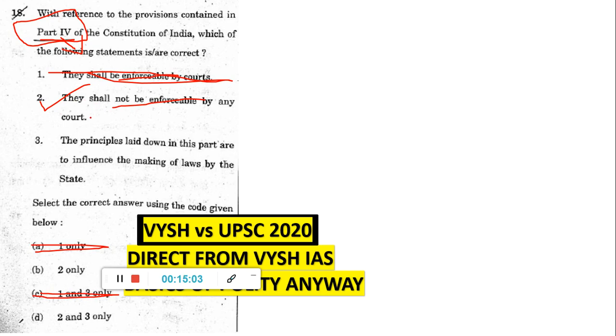So they shall not be enforceable by the court, and the principles laid down in this part are to influence the making of laws by the state. This is exactly the name also, DPSP, Directive Principles of State Policy. When the state has to make a policy, these are the principles to be followed. That is why the name is DPSP. So 2 and 3 both are correct.